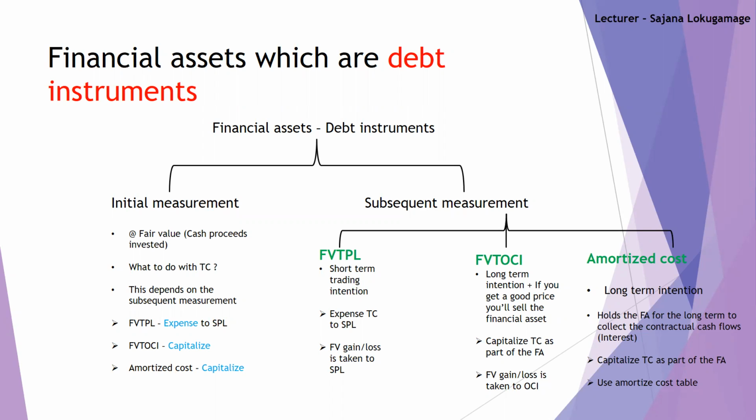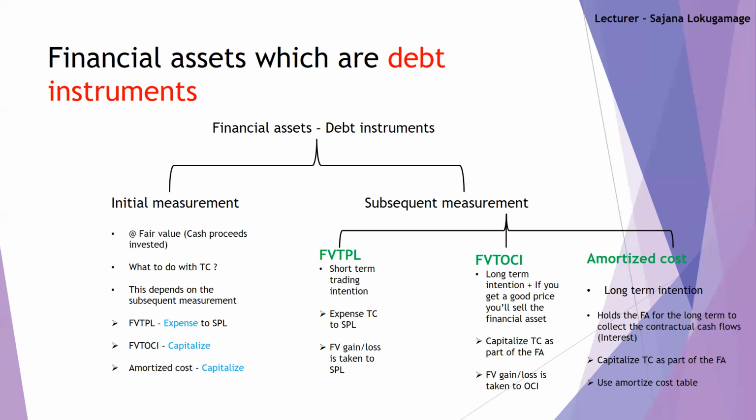If you choose fair value to profit or loss, FVTPL, then the transaction cost should be expensed to the statement of profit or loss as an expense. If you choose FVT OCI, fair value to other comprehensive income, as your subsequent measurement, then you have to capitalize the transaction cost as part of the asset. If you choose amortized cost as your subsequent measurement, you still have to capitalize the transaction cost as part of the financial asset.